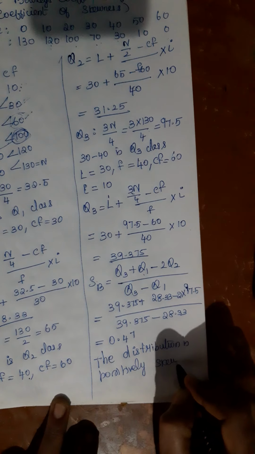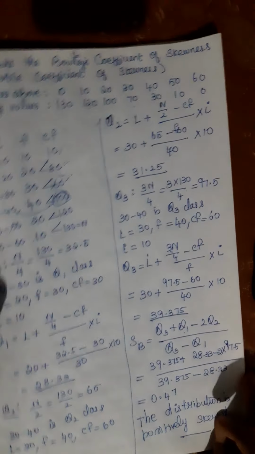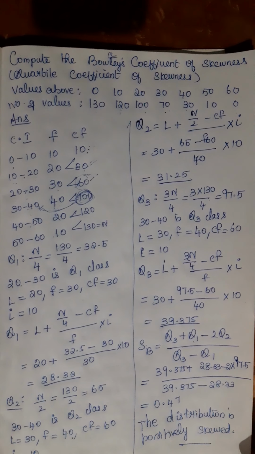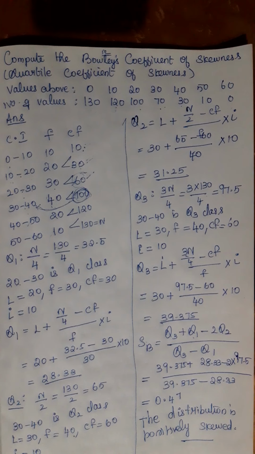So this is how you compute Bowley's coefficient of skewness, which is otherwise called the quartile coefficient of skewness. Right? Thank you.